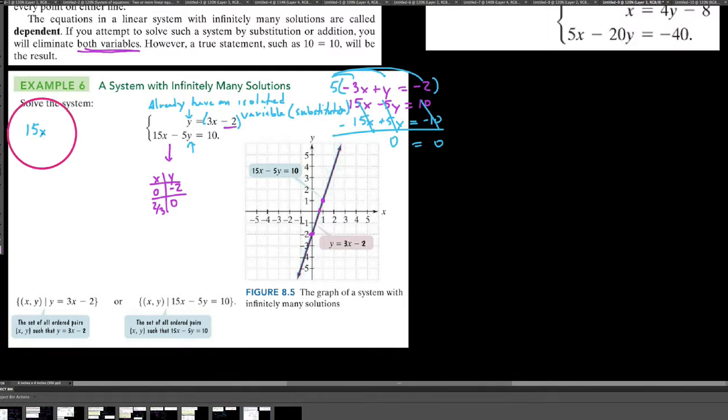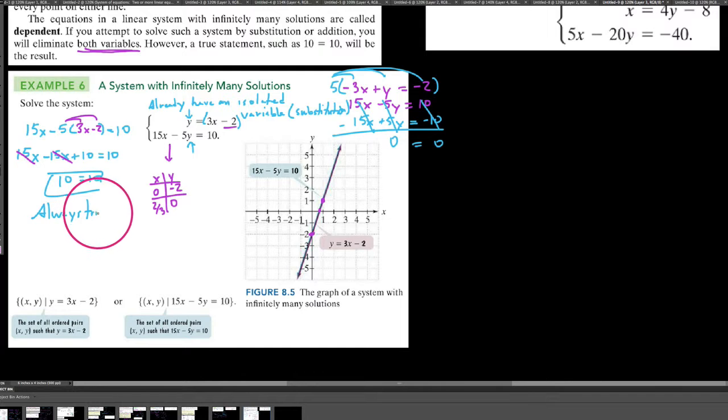So what we end up with is 15x minus 5 times our y value in terms of x, but we know that y in terms of x is this 3x minus 2 from the first equation. So let's go ahead and clean this up here. We end up with 15x minus 15x, and then we get plus 10 equals 10. And you know how they were talking about that 10 equals 10 statement being an always true thing? Essentially what you see here is that this is always true.